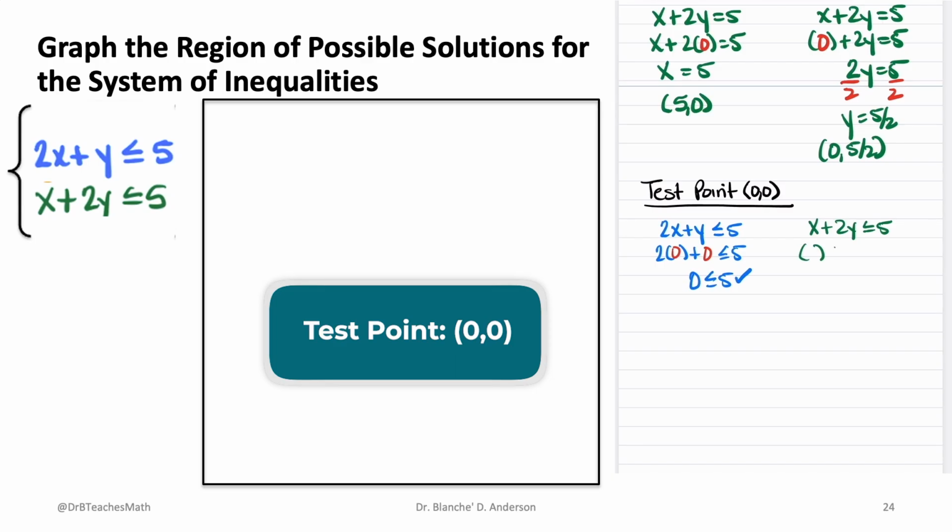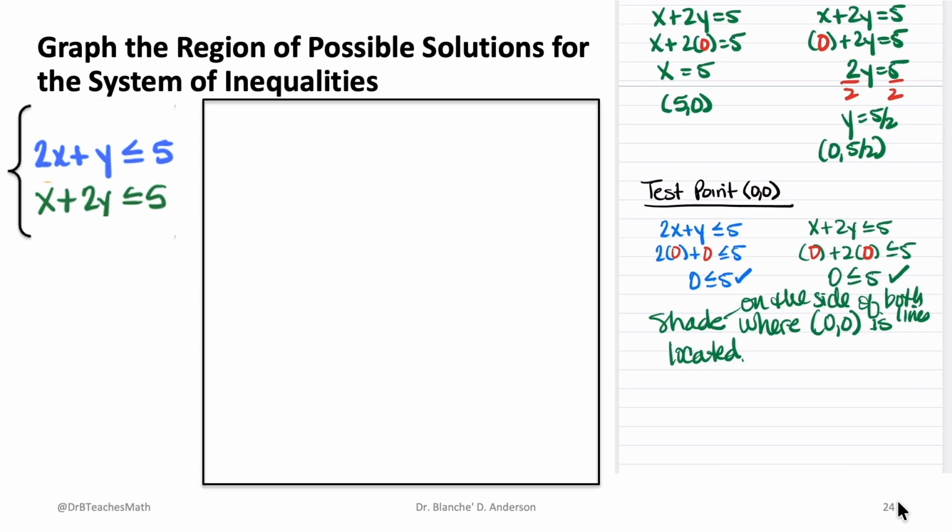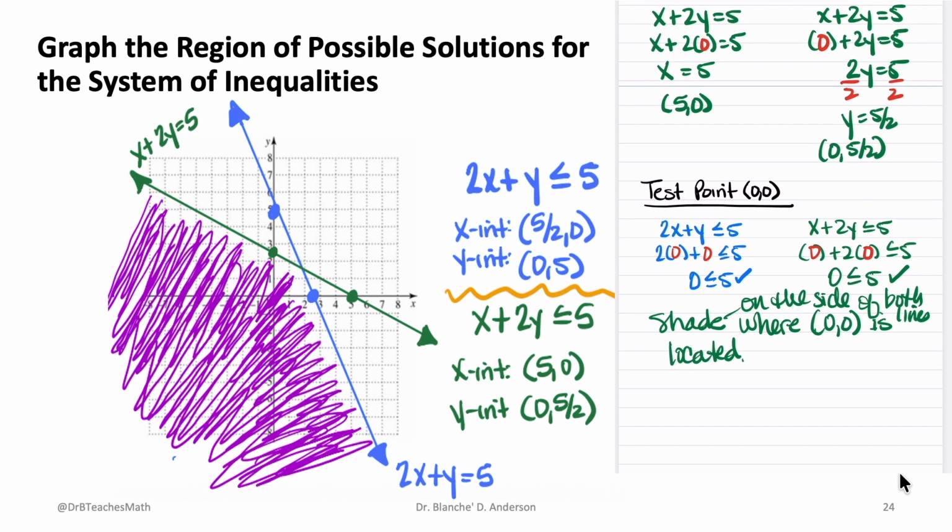Let's see if it works for this equation over here. So 0, 0. Is 0 less than or equal to 5? It checks. Shade on the side where 0, 0 is located.